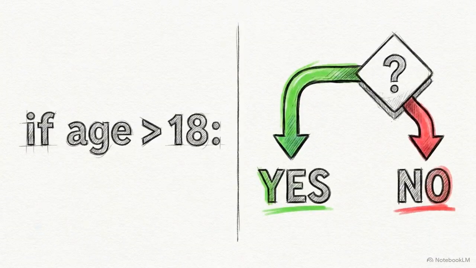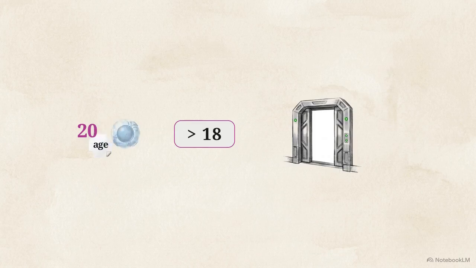But code gets interesting when we introduce the if statement. This is the program's primary decision maker. This illustrates an if statement acting like a bouncer. It checks a box's label against a rule.